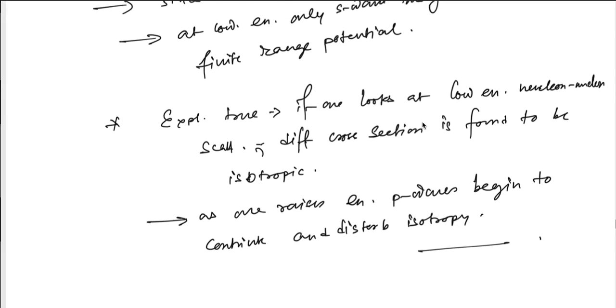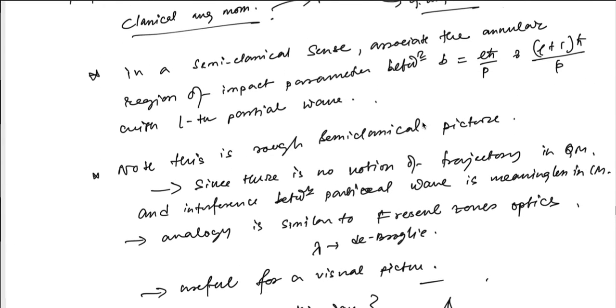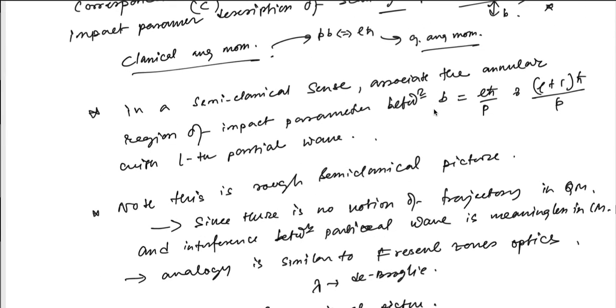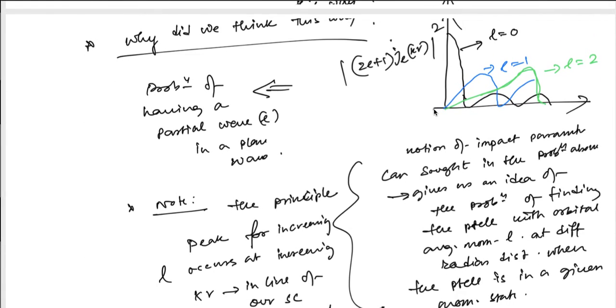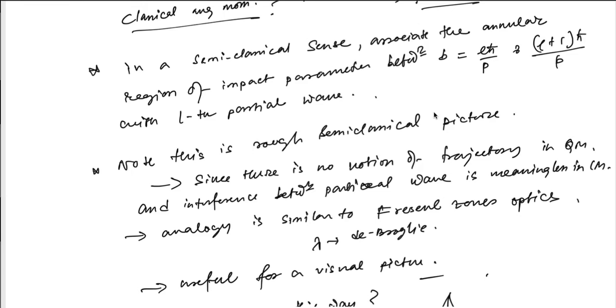But this is basically the key takeaway from this picture, that at low energy in a finite range potential, the low L, which means the S wave, is the main contribution in the scattering cross section. So that is the idea, and here is the justification of that idea by thinking of the scattering semi-classically, the classical scattering where the impact parameter between the range L h-bar by p and L plus 1 h-bar by p corresponds with the Lth partial wave.